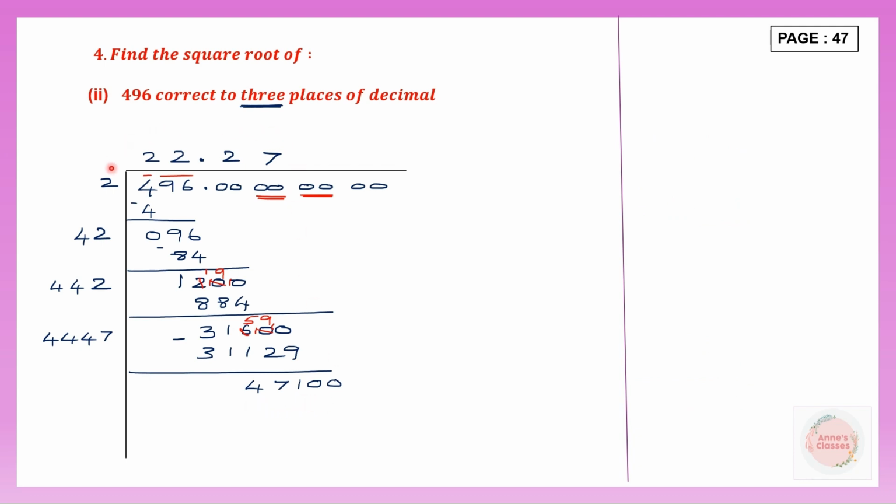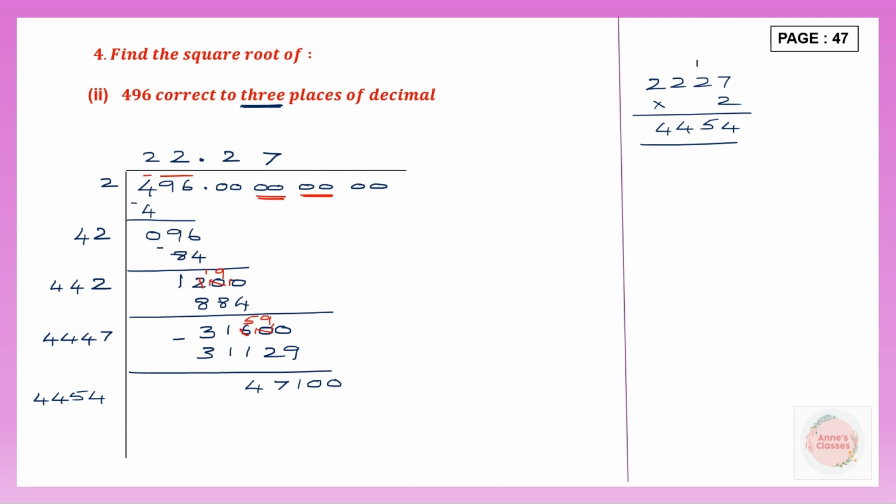Next step, double this. So let's double it. So that is 2,227 into 2. 2 sevens are 14, carry 1. 2 twos are 4 plus 1, 5. 2 twos are 4, 2 twos are 4. So we have 4,454.